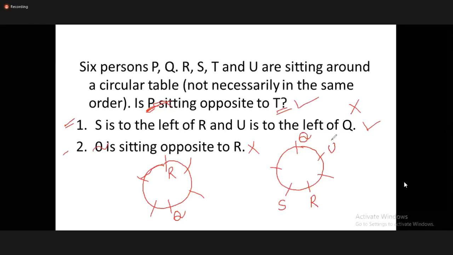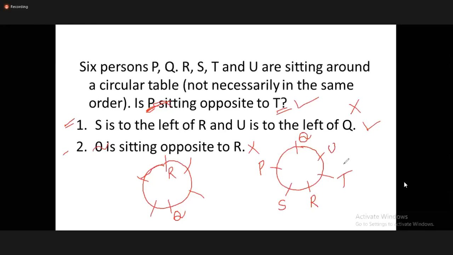If I am placing U here, and if P is sitting here, T will come where? Here. Yes or no? If P is sitting here, T will come here. Or if T is sitting here, P will come here. So the question is, is P sitting opposite to T?